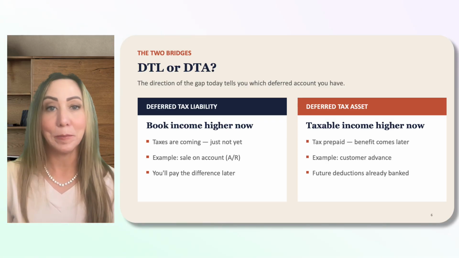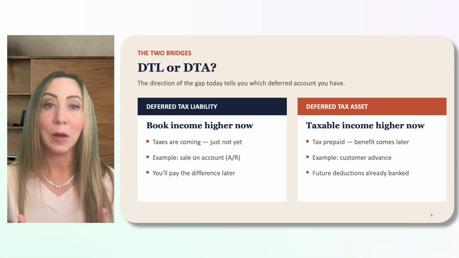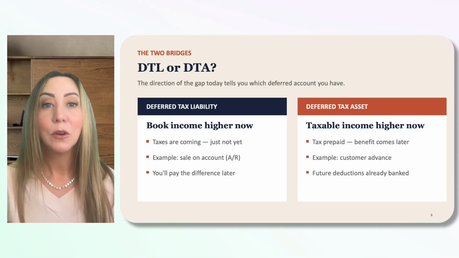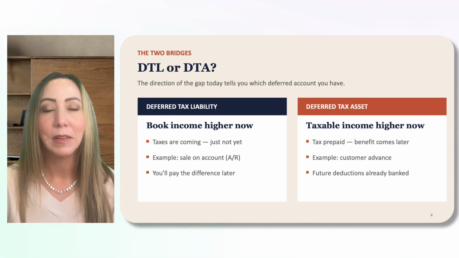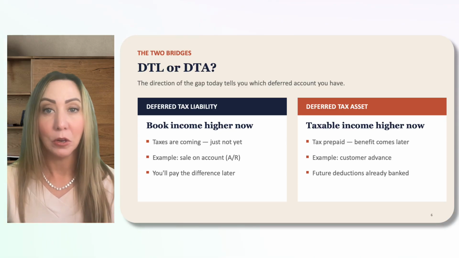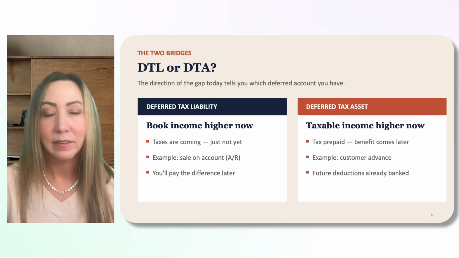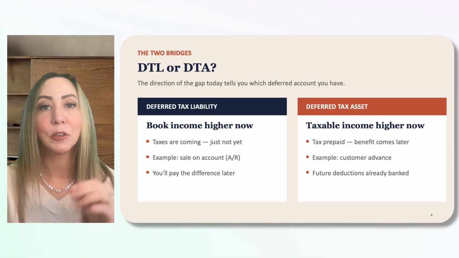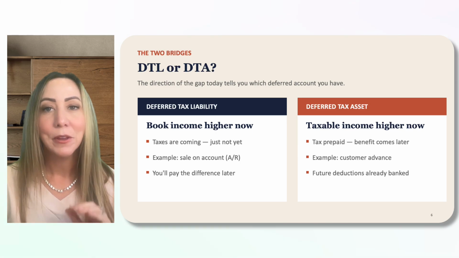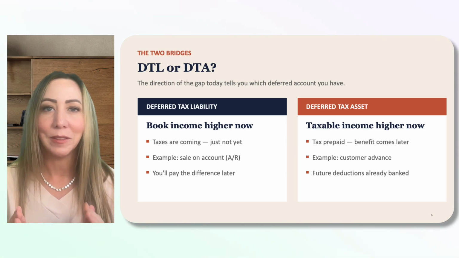Now, take the advance payment from the customer. Taxable income is higher than book income today. We paid tax on revenue that we haven't earned yet because we got the cash. Next year, when we earn it in the books, the IRS isn't going to tax it again. We've essentially prepaid the tax, and a prepayment is an asset, a deferred tax asset, or DTA. Future tax savings that we've already locked in.